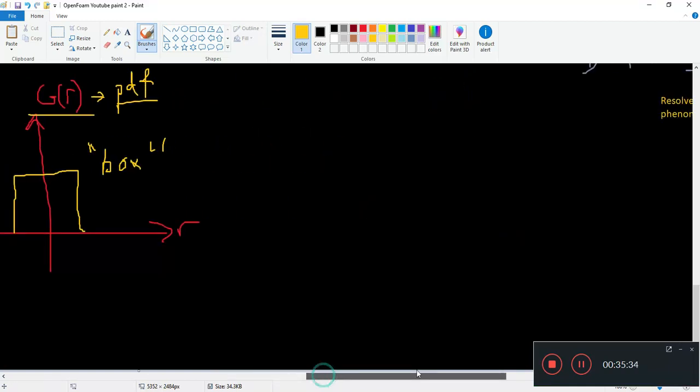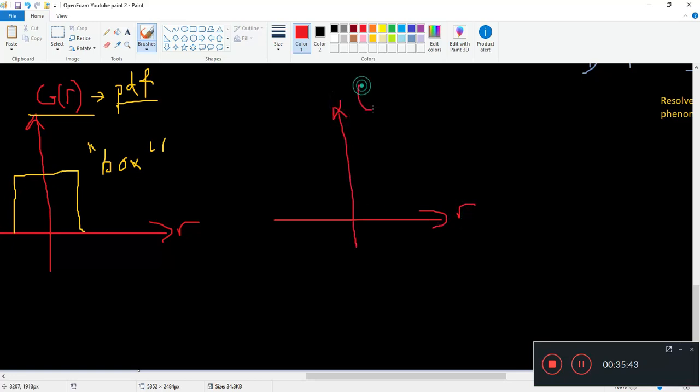Okay, let's say I want a different shape. What will it look like? So we have r, g of r. Okay, we have r and g of r, and we can assign, let's say, a different weight system. Okay, let's say a bell curve. Now this is called Gaussian. So g of r can be a Gaussian distribution.